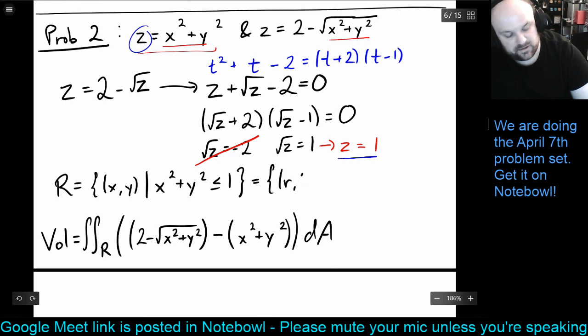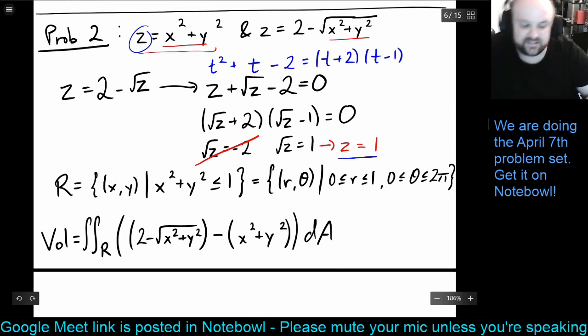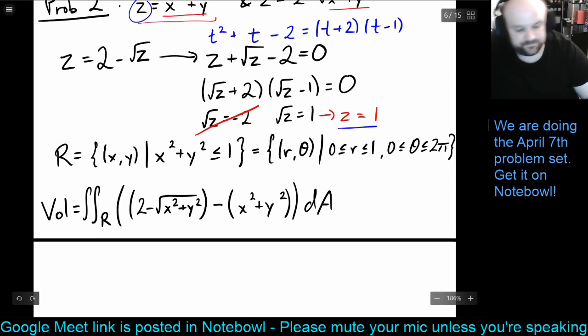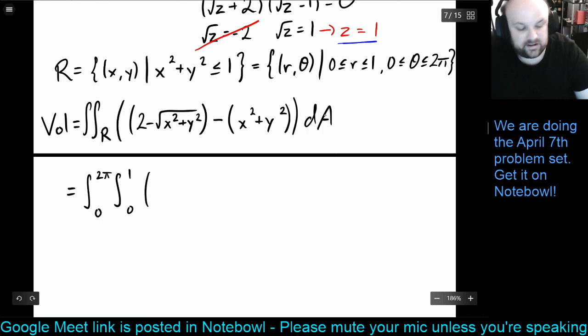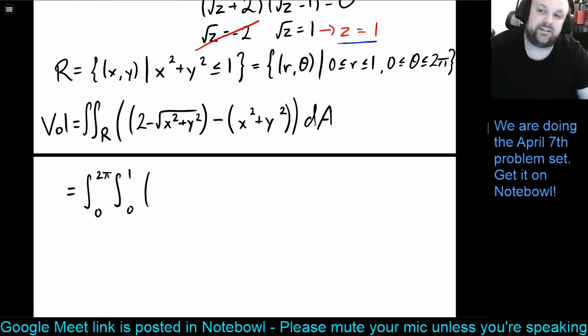So it's an r theta. R is between 0 and 1. Theta is between 0 and 2 pi. Right, so it's a nice, simple region again. So the bounds, we already know: 0 to 2 pi, 0 to 1. Remember, dA is going to turn into r dr d theta, but let's change this piece by piece.